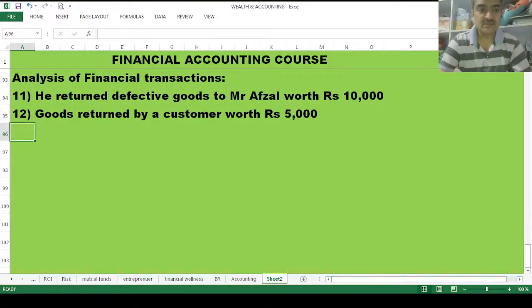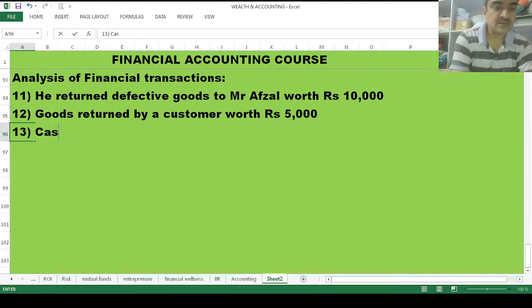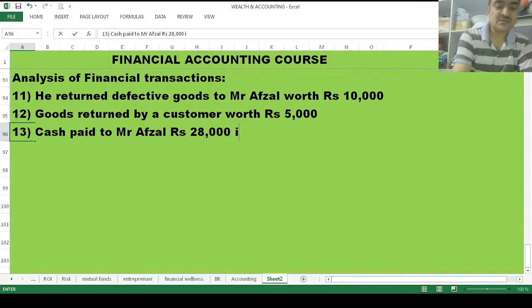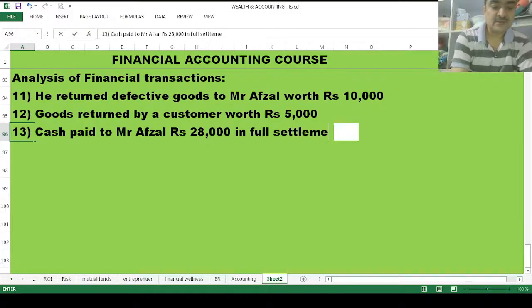The 13th transaction is cash paid to Mr. Afzal, rupees 28,000 in full settlement of rupees 30,000.